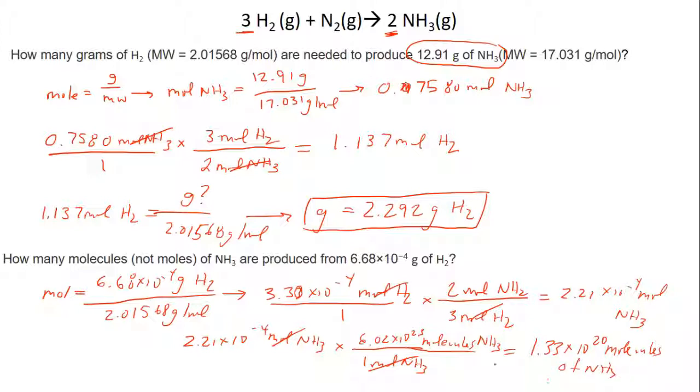And so once we found moles, we needed to take Avogadro's number, because we know that 1 mole equals 6.02 times 10 to the 23rd molecules.